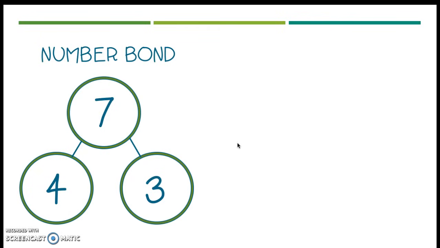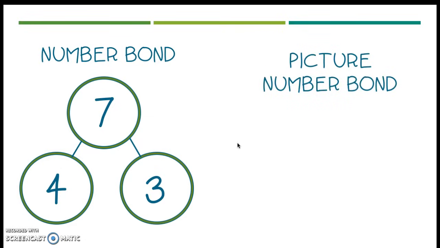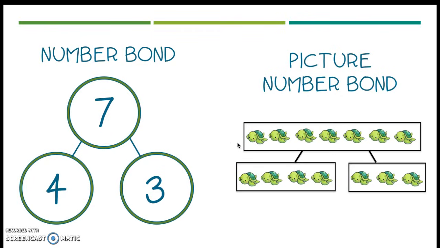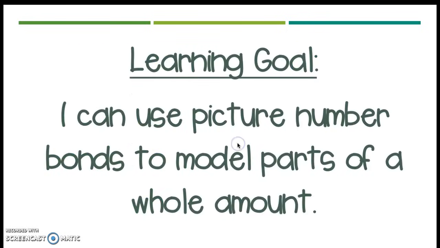Are you ready? All right, we're going to take our number bond today and we're going to change it up. Today we're going to be making a picture number bond. Ooh, doesn't that sound so exciting? It is exciting, friends. I knew you'd be happy about it. A picture number bond is exactly the same thing as a number bond, except instead of numbers we use pictures. How adorable are those little turtles? Now let me show you. Our learning goal for today says, I can use picture number bonds to model parts of a whole amount.